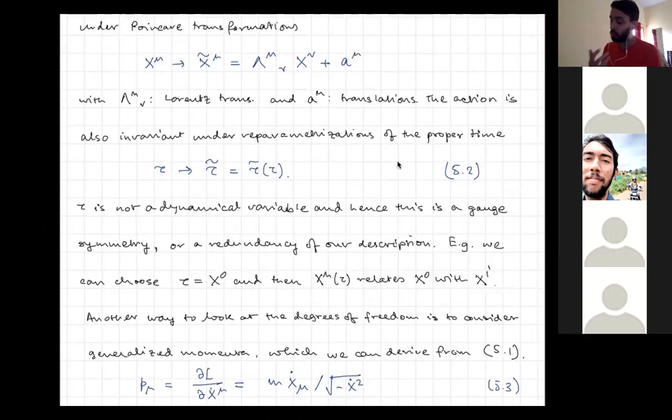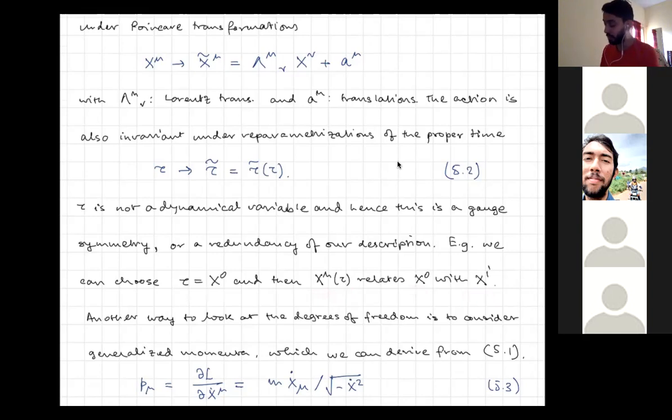Okay, for example, you can choose a gauge. So you can choose a gauge of tau being equal to x naught. And if you have tau being equal to x naught, then this very clearly relates x^mu, you can just relate x naught with x^i, right? So that's one thing that you need to keep in mind. So even though it looks like your particle has d degrees of freedom, actually it does not.